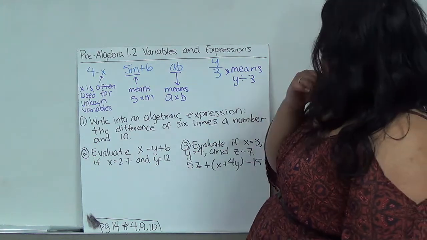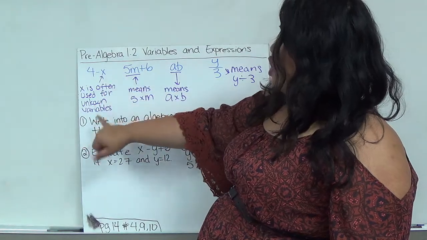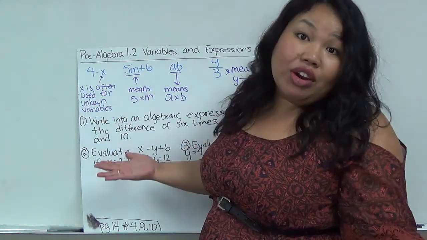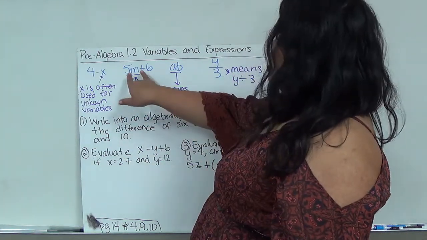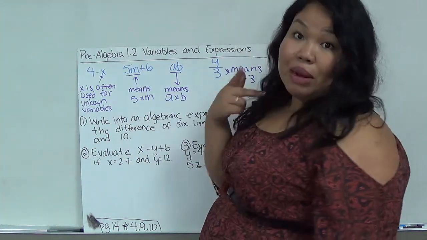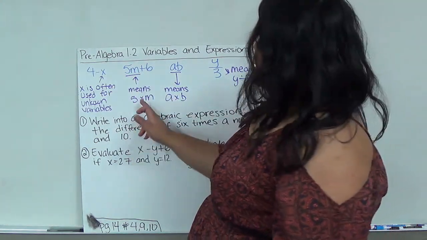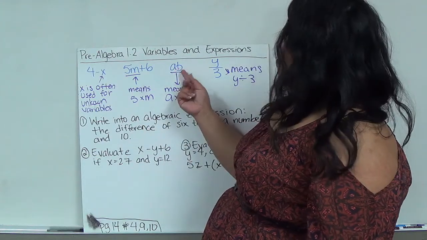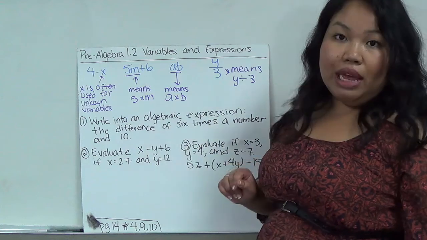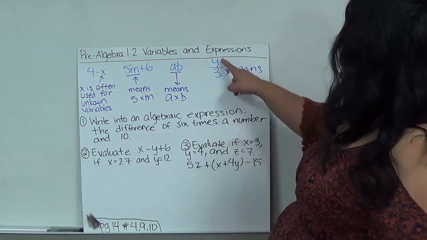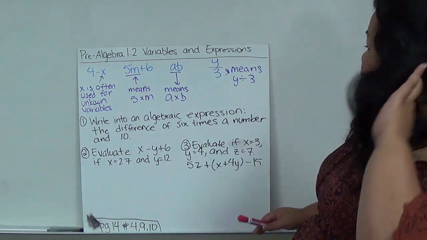So the first one is 4 minus x. This is an expression with a variable, and it's often used for unknown x, but it can be any letter. Sometimes symbols are even used. Just like when we're dealing with numbers side by side in parentheses, a number and a variable side by side means that you're going to multiply. Just like a and b, when you put two variables next to each other, it means that when you do find its value, you're multiplying them. Okay? And then y over 3 means y divided by 3. So these are just some examples that you might run into.